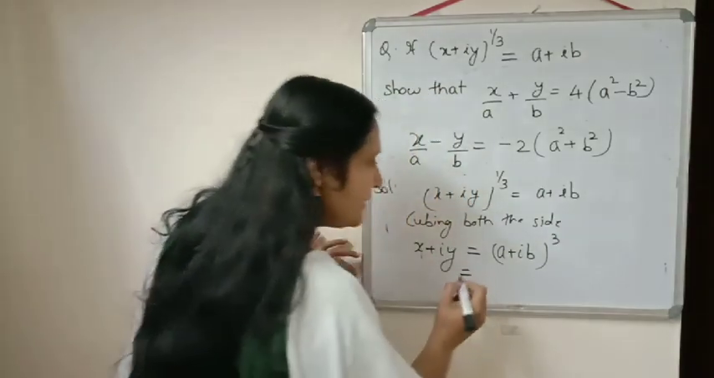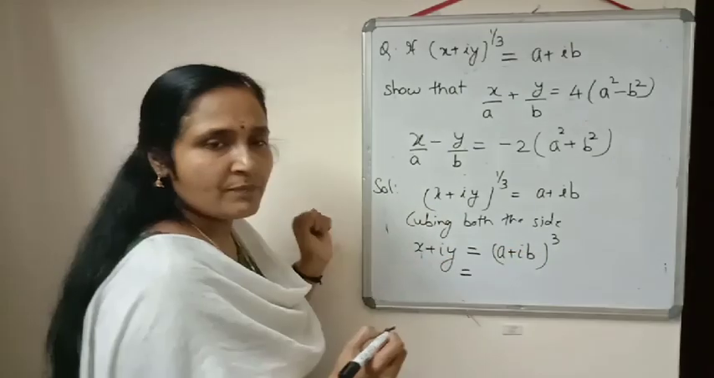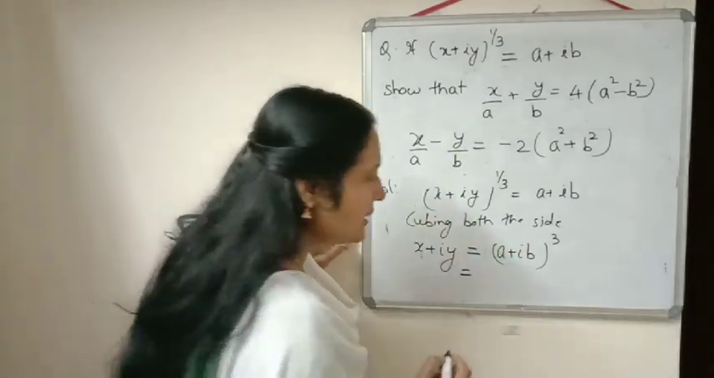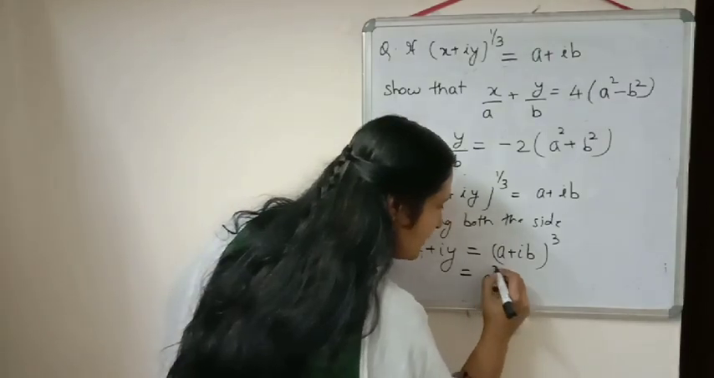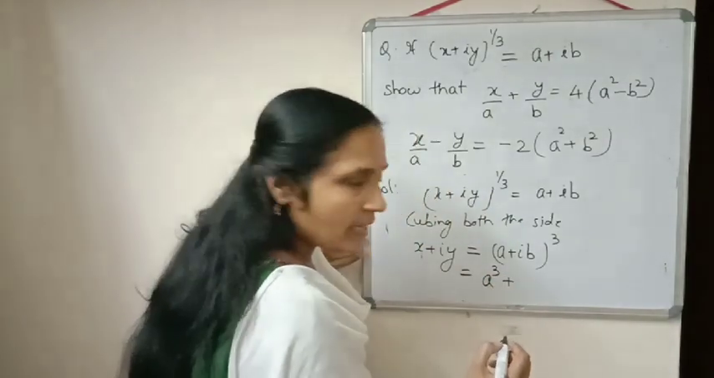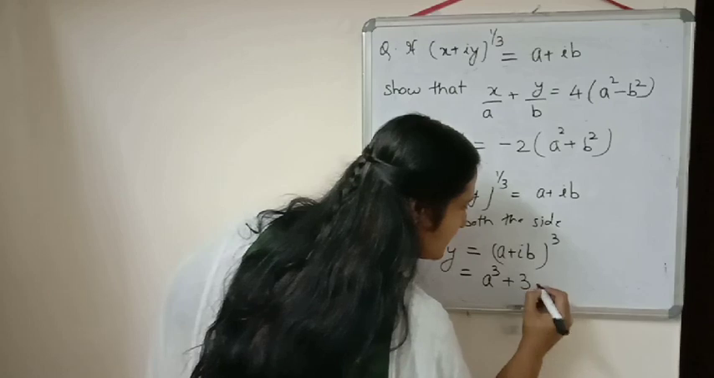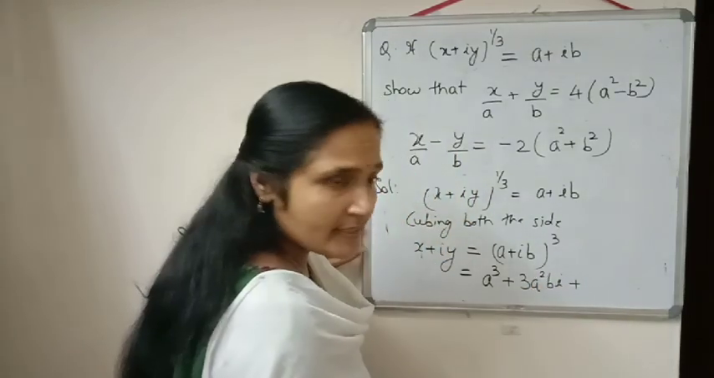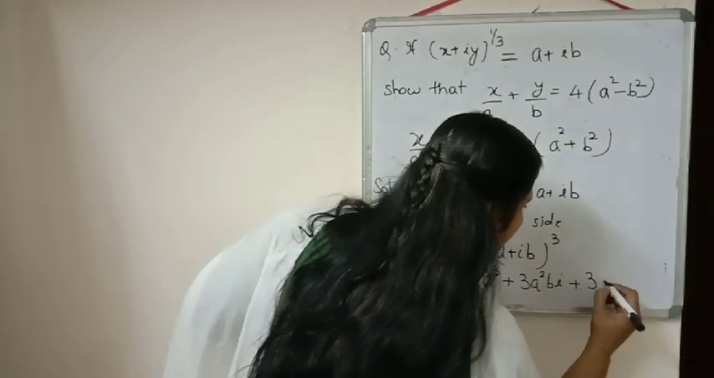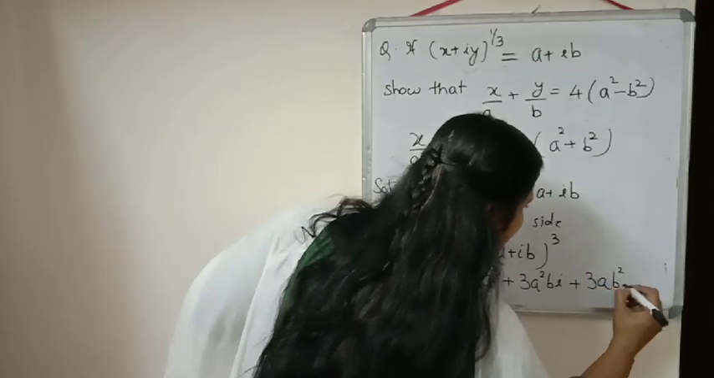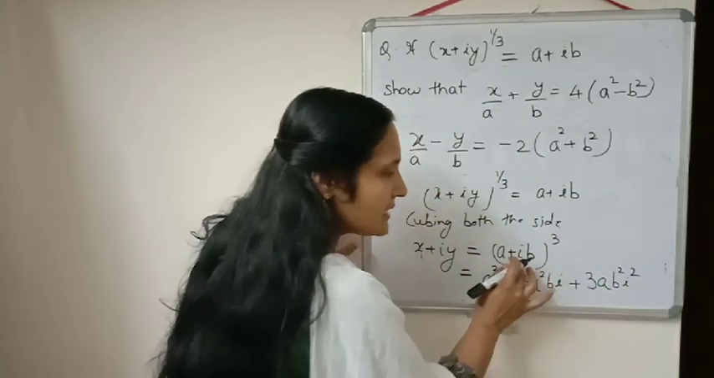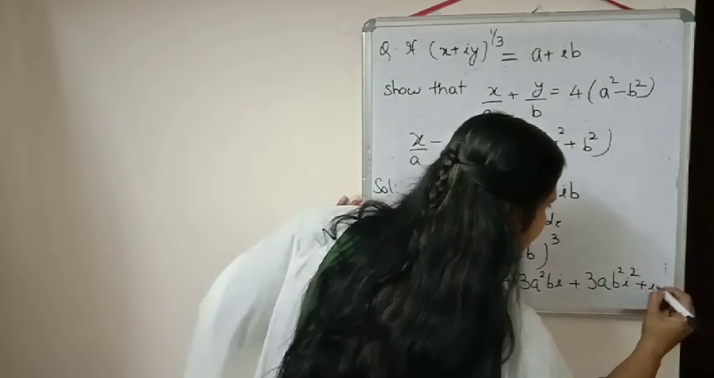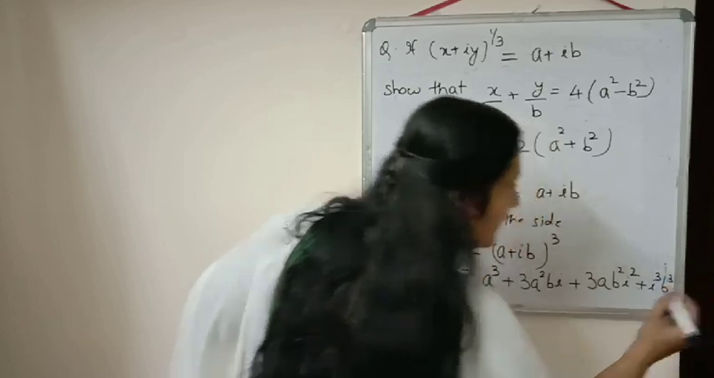Now we will use the identity here, (a + b) the whole cube. What is (a + b) the whole cube? Yes, first one it will be equal to a³, plus 3a²b, so 3a² into bi. Then plus 3ab², 3ab² i², because second term is bi. Then plus b³, so plus i³ into b³.